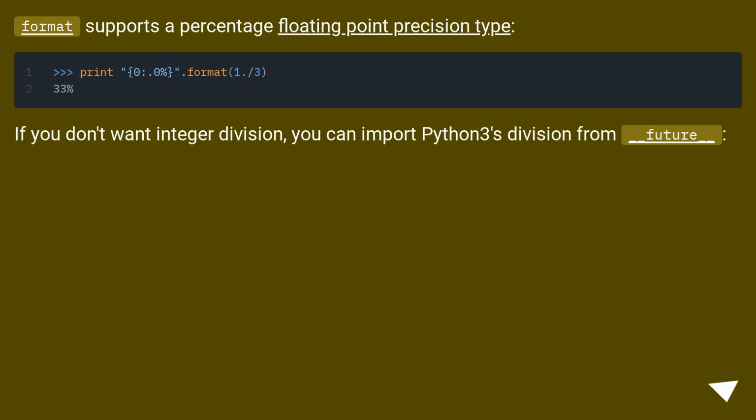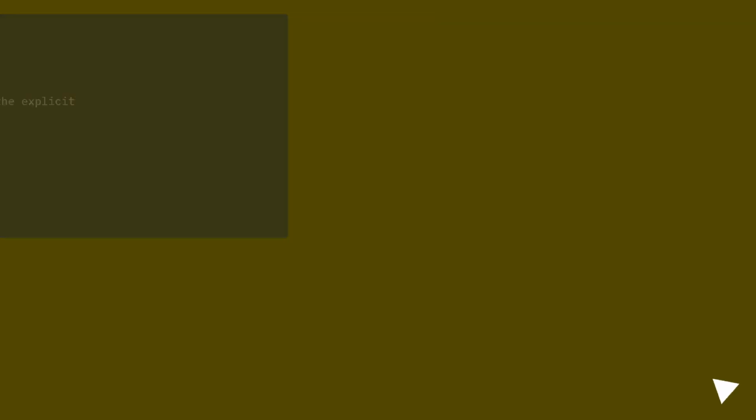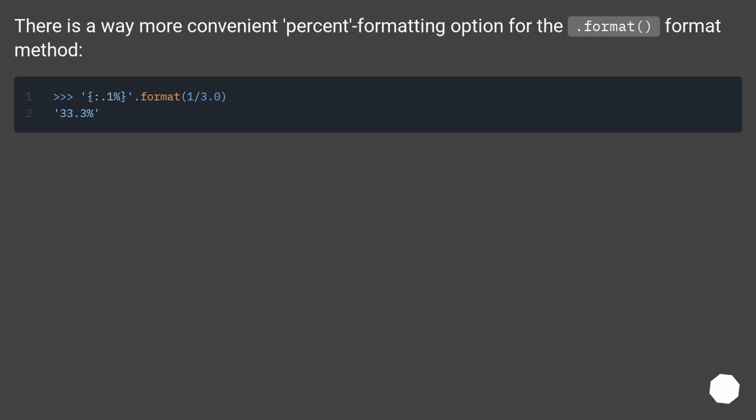Format supports a percentage floating point precision type. If you don't want integer division, you can import Python 3's division from __future__. There is a way more convenient percent formatting option for the .format method.